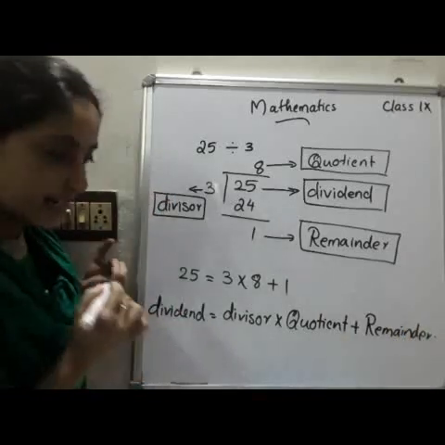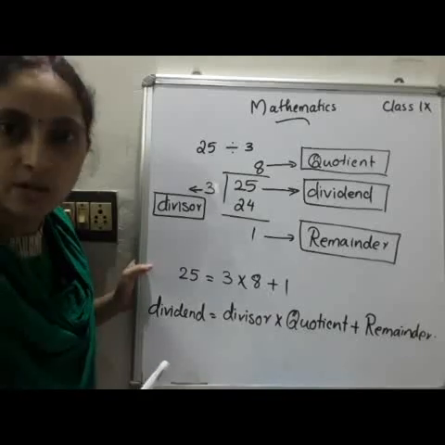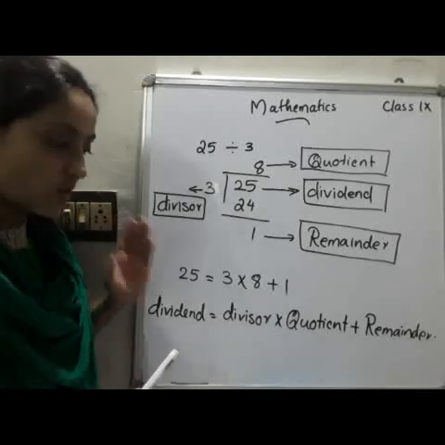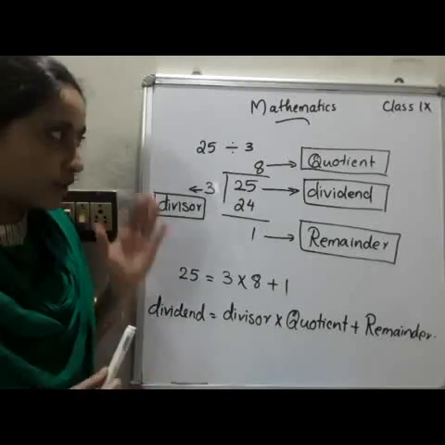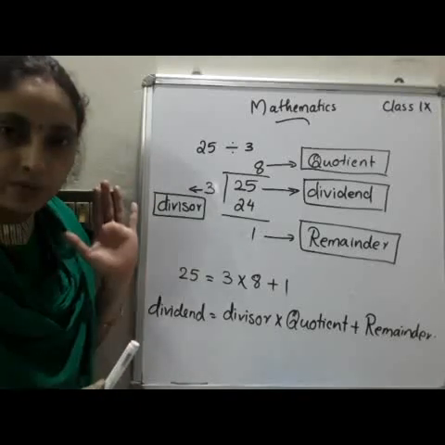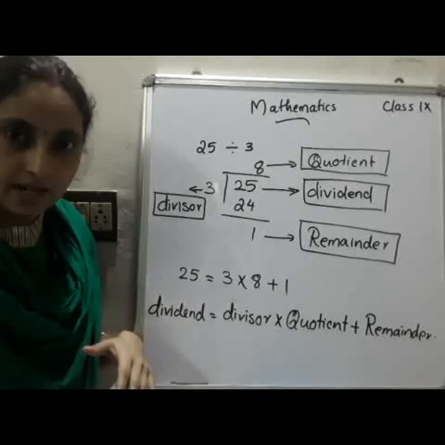Is this concept clear? That is, dividend is equal to divisor into quotient plus remainder. That you already know, is it? This is the case for numbers. When you divide a number, we get a dividend, a divisor, a quotient, and the remainder.